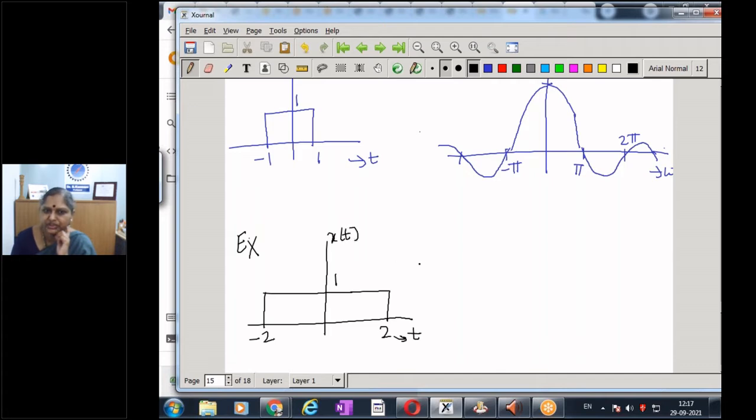When I do this change, what do you think will be x of omega? You can guess the answer or you can do it and tell me the answer. I'll give you some time. What do you think will be the answer? X of t is given in this manner. It's a rectangular pulse again, -2 to +2 and 1.